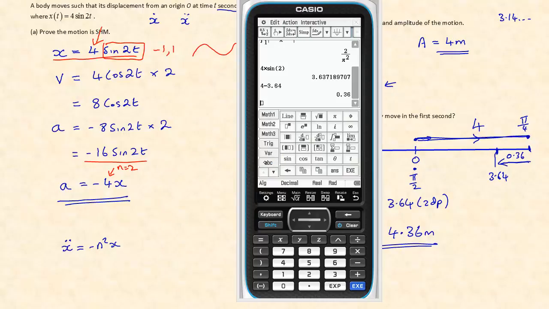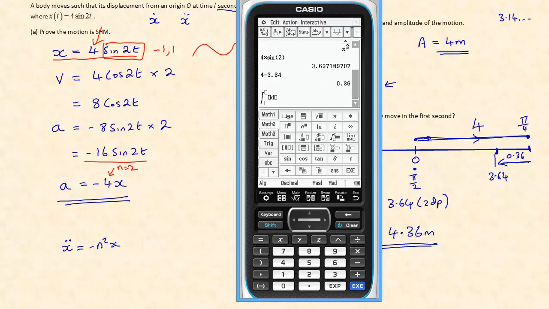Now, could we have done that with an integral? Well, we know that this is the velocity just here, so if we integrate the velocity, which is 8 cos of, I'm going to use x rather than t, and we want the first second, so that's from 0 up to 1, and then to avoid the situation of some of it coming backwards, it's just like working out an area. We'll just take the modulus and calculate, and there we go, 4.36.